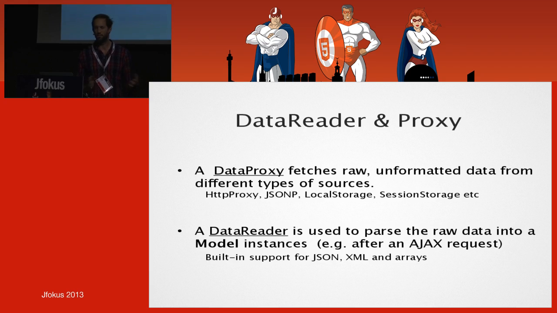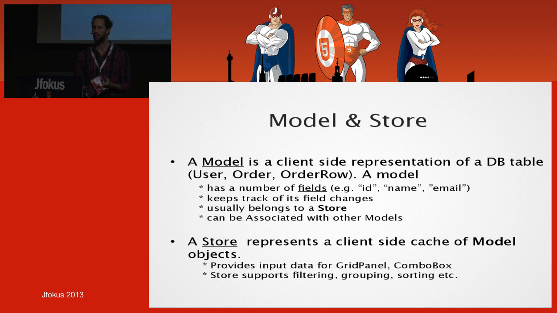So the 4 main classes that you need to know about to be efficient with Ext JS are data reader and proxy, first of all. The proxy is responsible for fetching stuff, typically from Ajax, maybe from a cross-domain request using a script tag, or something from your local storage or session storage. The reader is responsible for making sense of that, so parsing and understanding what the data is actually representing. That's the data reader.